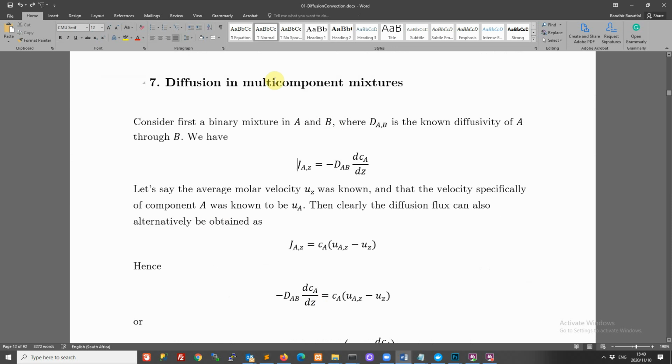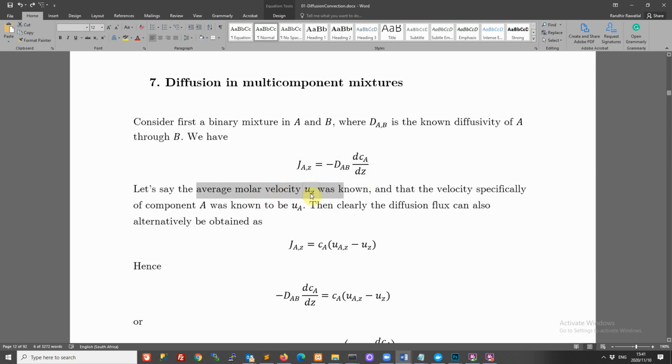So now we are interested in multi-component mixtures. So let's first just talk about a binary mixture. So we've got components A and B. And now we are talking about component A diffusing through component B. And again, we can define our diffusion flux. And here we are being specific in the axial direction, in some dimension z. So this is the diffusion in the z direction of component A. And according to what we defined before, it's minus D_AB dC_A/dz. Okay, so that's fine. Now let's define an average molar velocity uz, right?